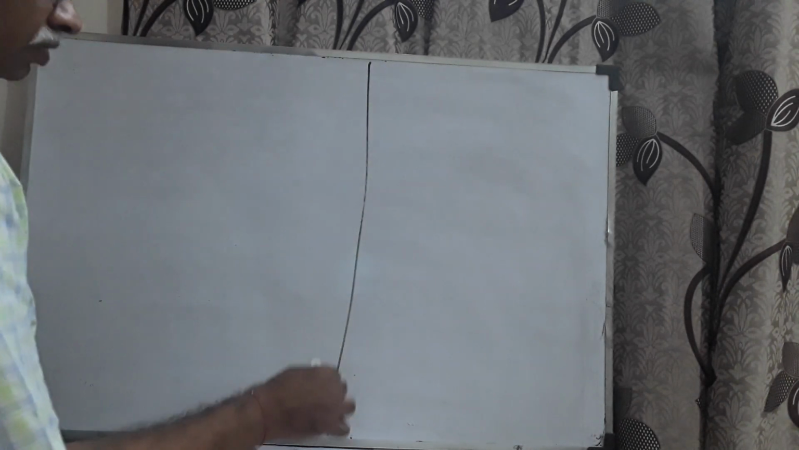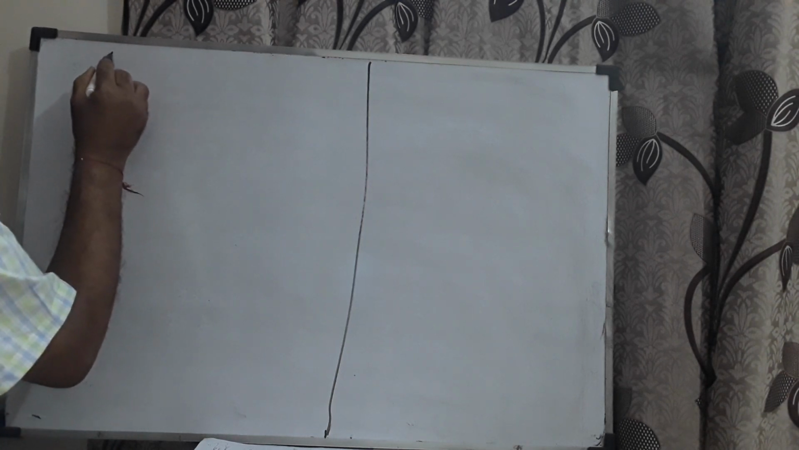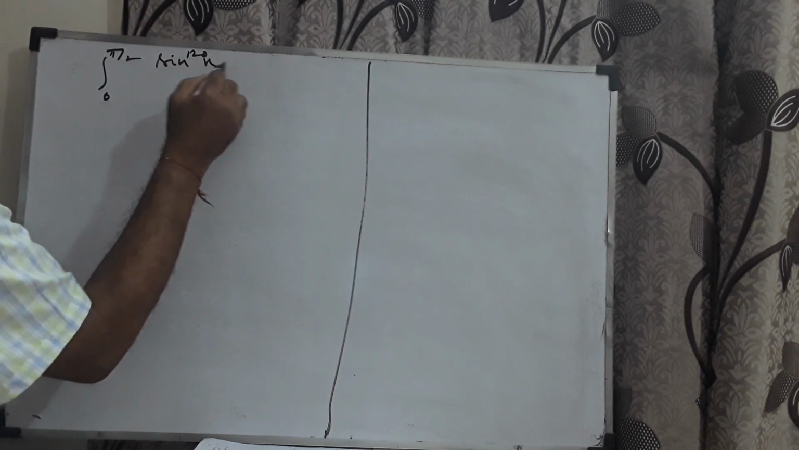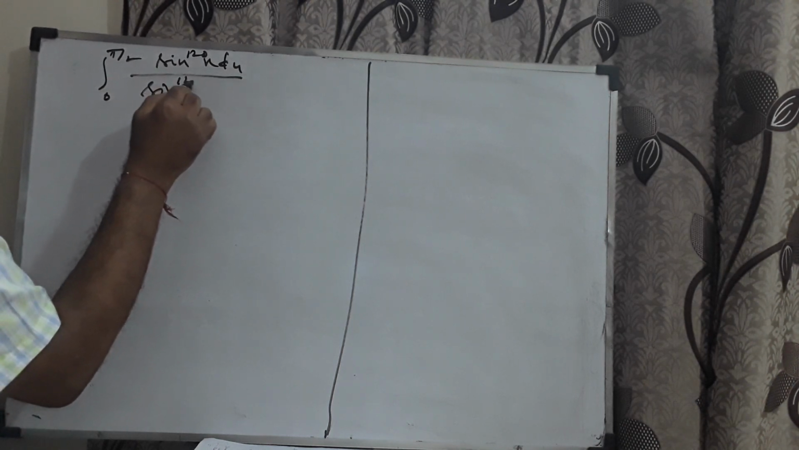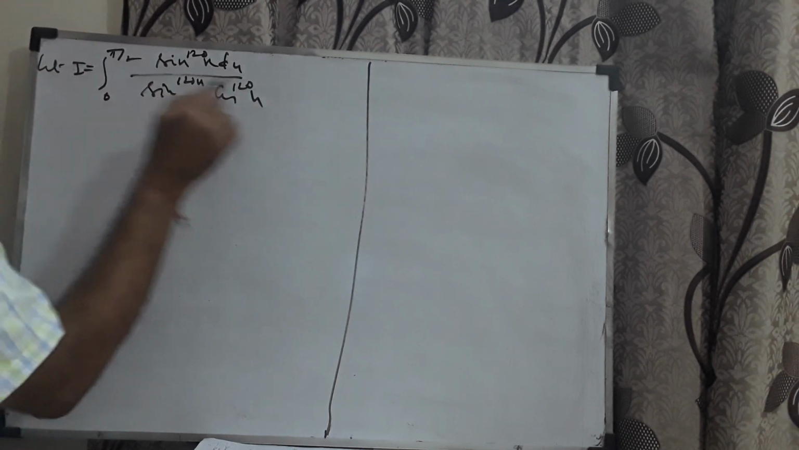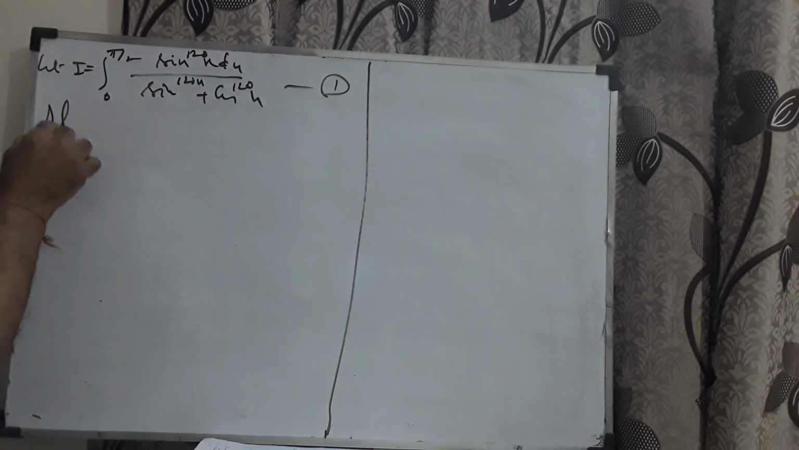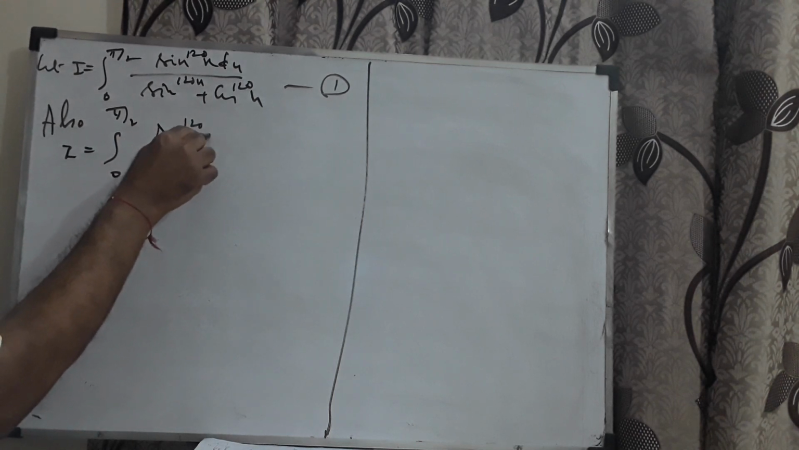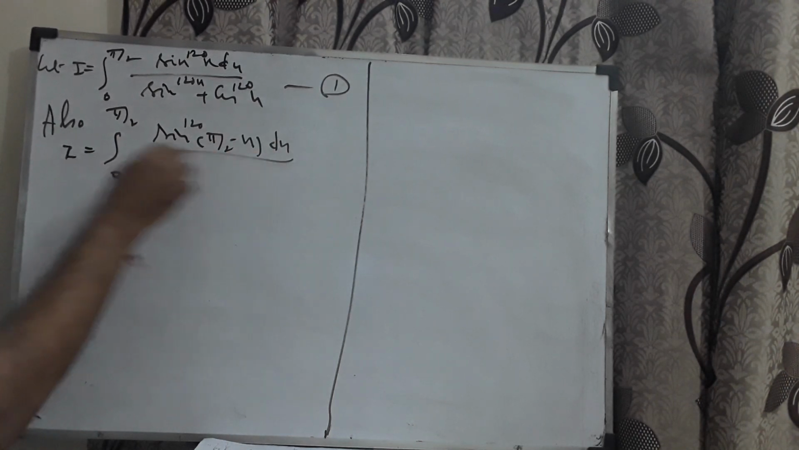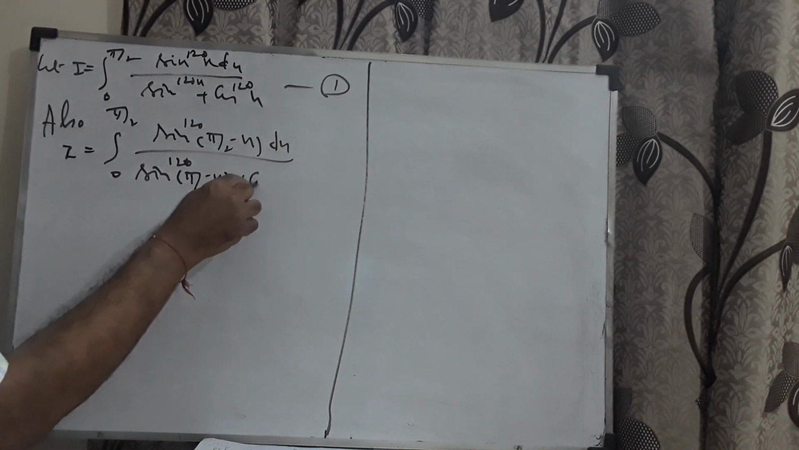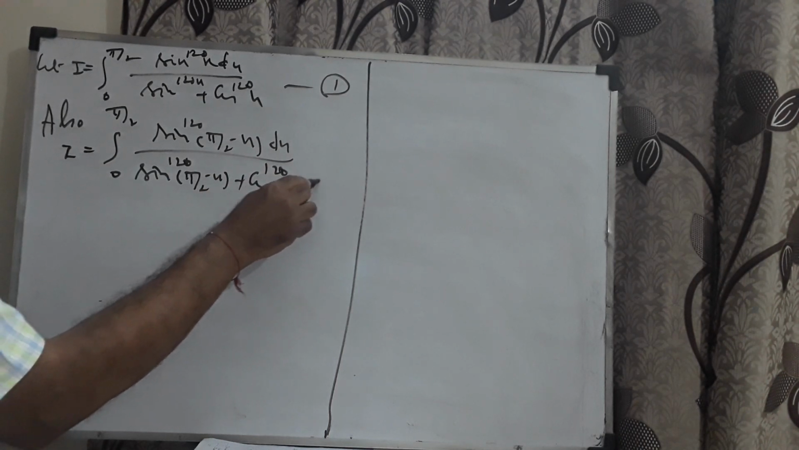The next question goes like this. Evaluate, it's also a very standard problem. Integral 0 to pi by 2 sin power 120x dx by sin power 120x plus cos power 120x. I just name it as I. Also I is equal to integral 0 to pi by 2 sin power 120 of pi by 2 minus x dx by sin power 120 of pi by 2 minus x plus cos power 120 of pi by 2 minus x.